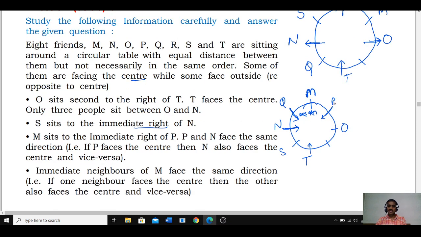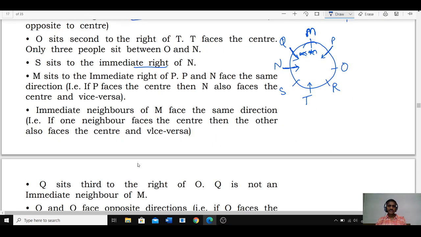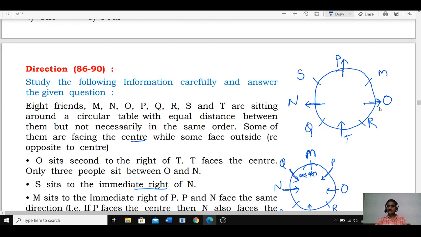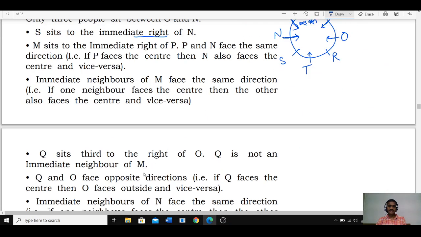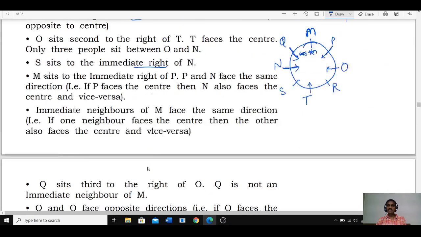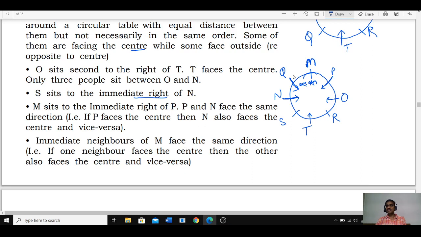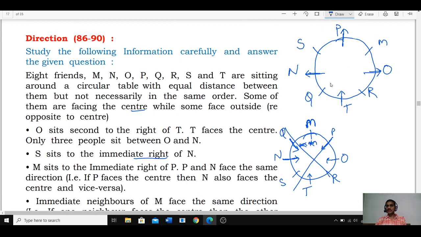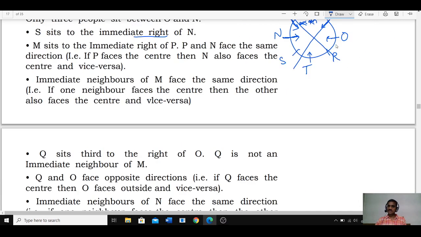Then finally only one person is left out. R must be here. Then Q sits south to the right of O. Q is not an immediate neighbor of M, but here Q and M are adjacent. This case is completely ruled out. Now Q and M are opposite but not adjacent. Hence we are left with only the first case.